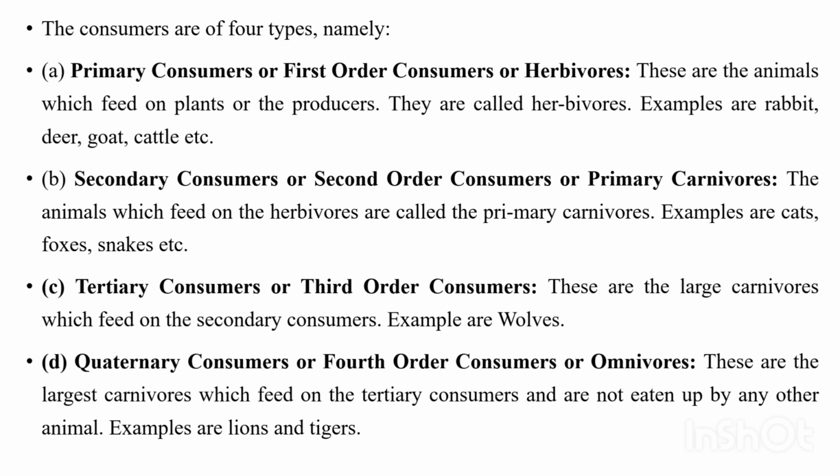Quaternary consumers or fourth order consumers or omnivores, these are the largest carnivores which feed on tertiary consumers and are not eaten up by any other animal, for example lion, tiger, also, okay, human being.